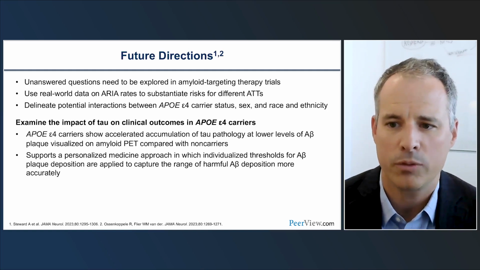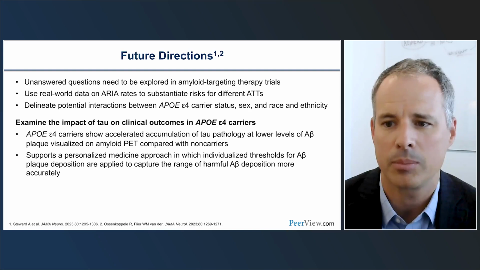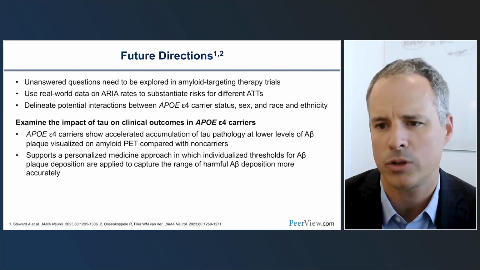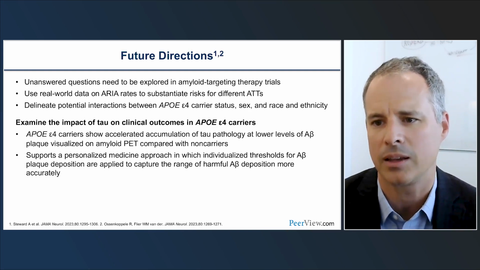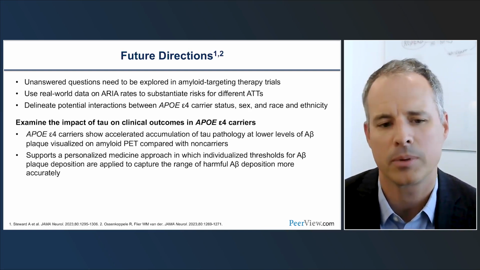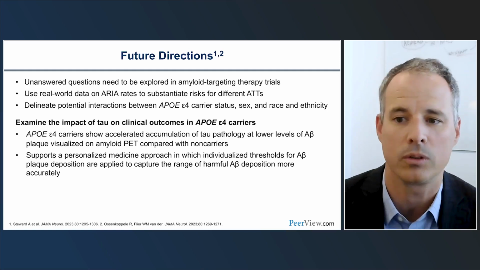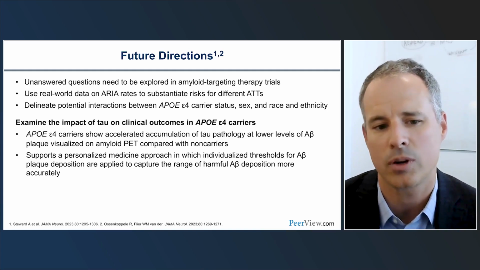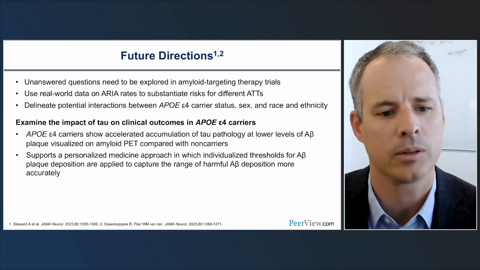And particularly with 2 different drugs on the market now, lecanemab and donanemab, which have differing rates of ARIA in their clinical trials, but may not have had exactly identical patient populations. I think we really need to know in the real world, are there different rates of ARIA between these 2 drugs? Is that going to drive our decision-making at all?